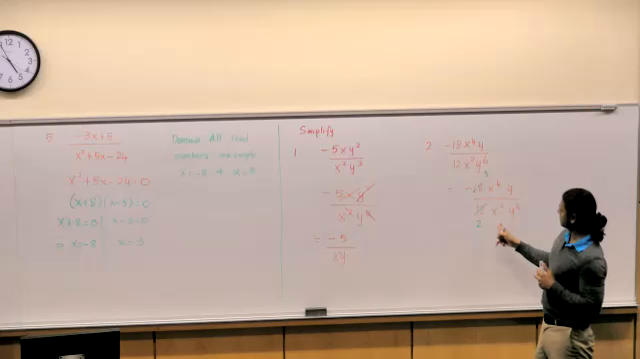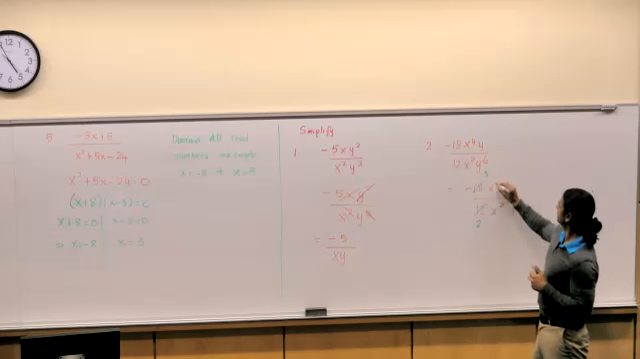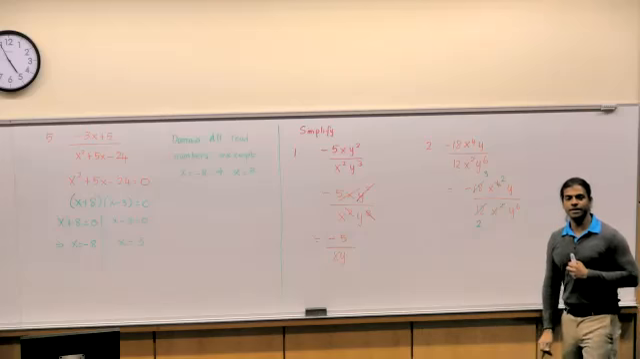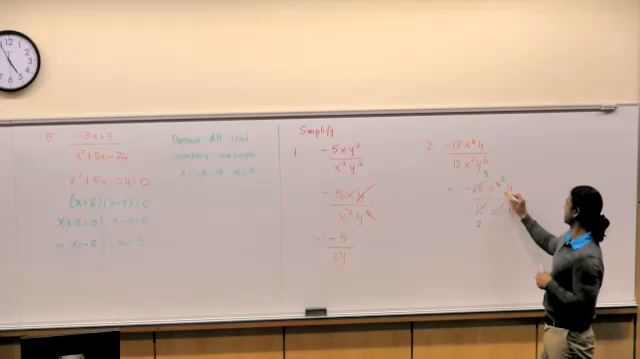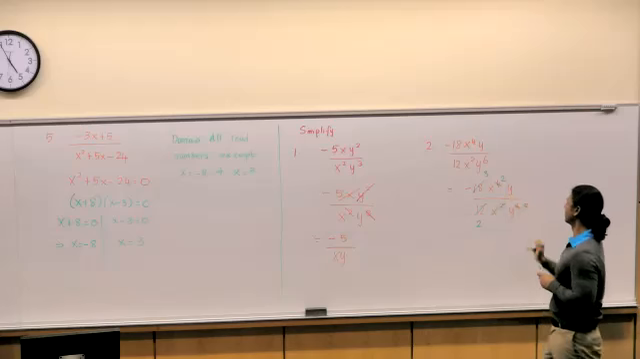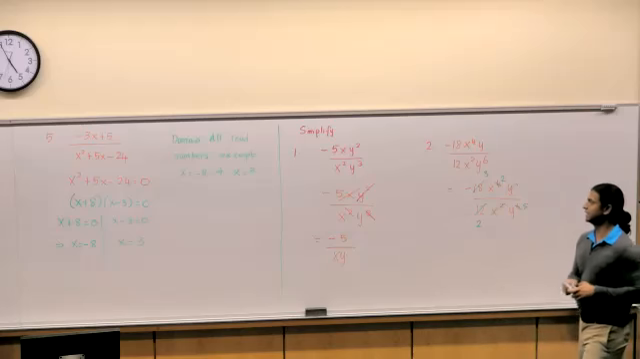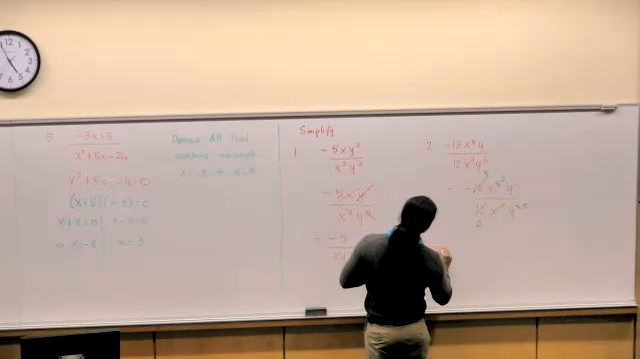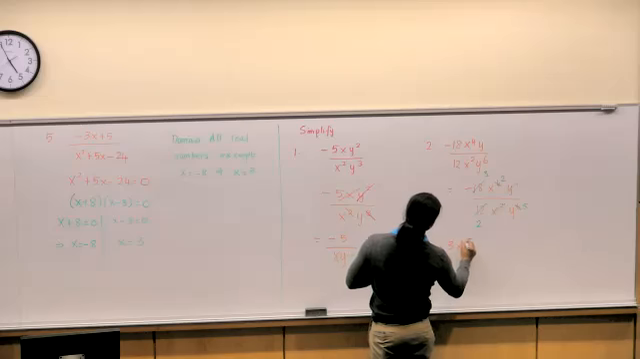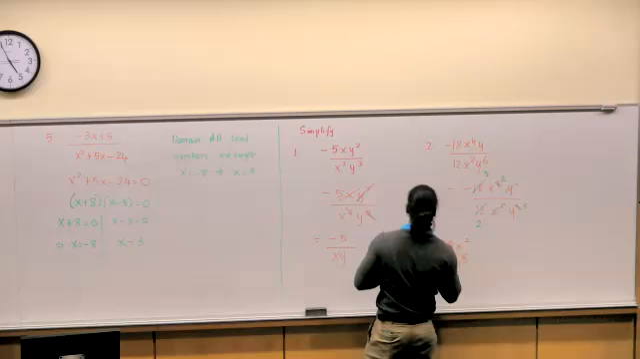X raised 4 divided by x squared would leave me with x squared in the numerator. Y divided by y raised 6 would leave me with y raised 5 in the denominator. So I will end up having -3 times x squared divided by 2 times y raised 5.